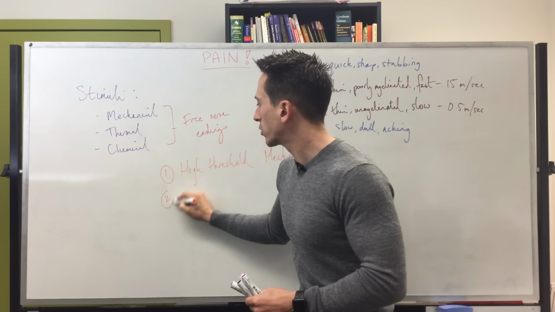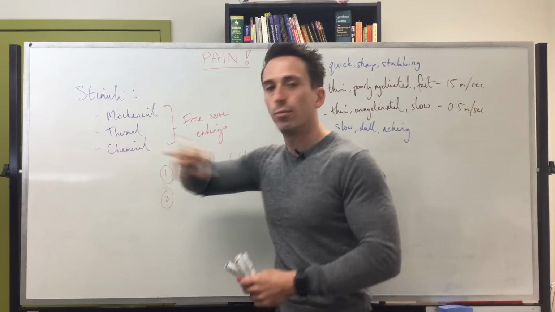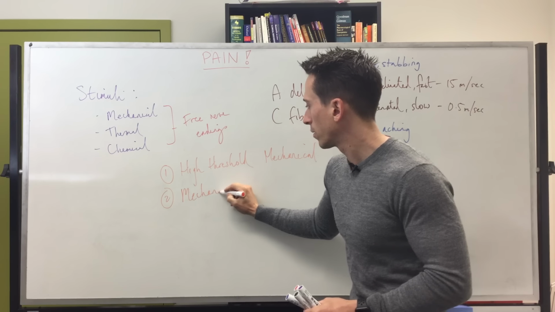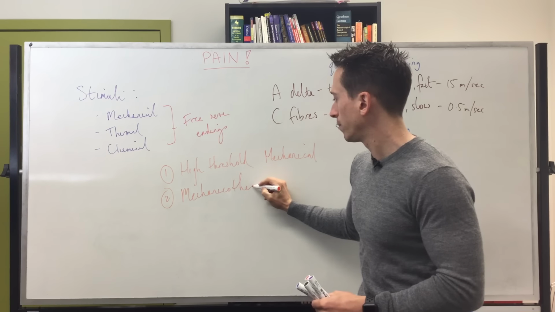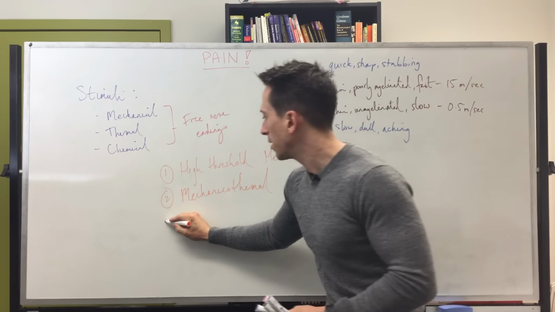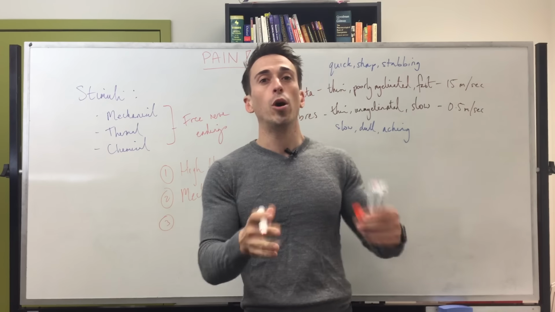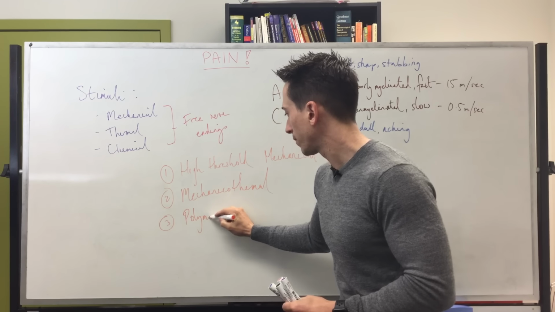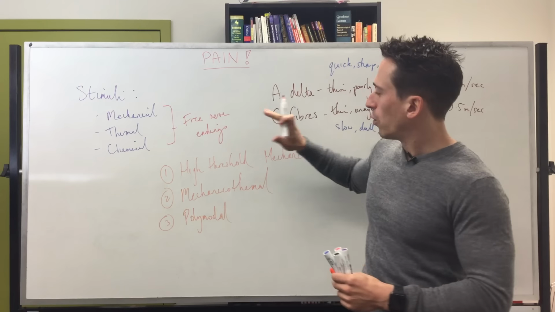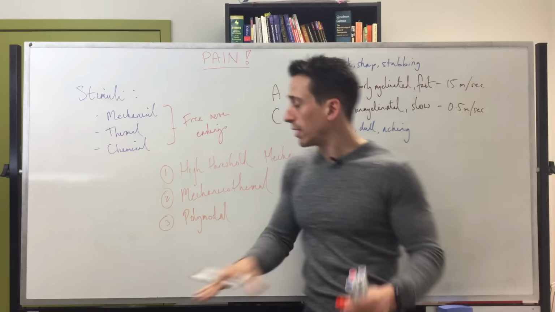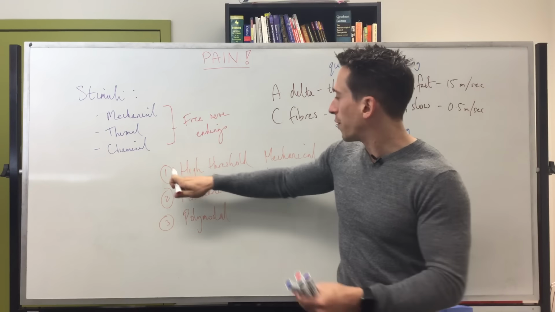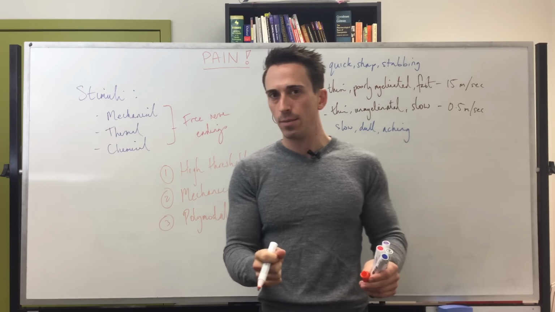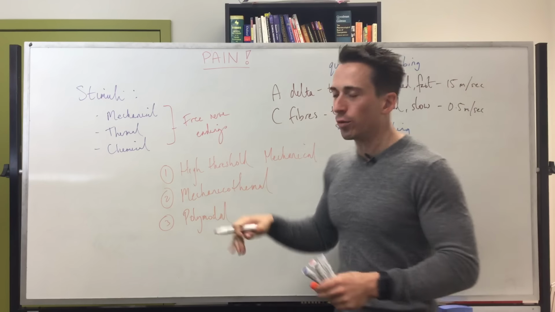Another one is called a mechanicothermal receptor, mechanicothermal. And another one is what we call a polymodal. So of these three stimuli, what do these receptors pick up? Well, the first one, which is a high threshold mechanical, obviously picks up a mechanical stimulus, but it's high threshold. Now, what does that mean?